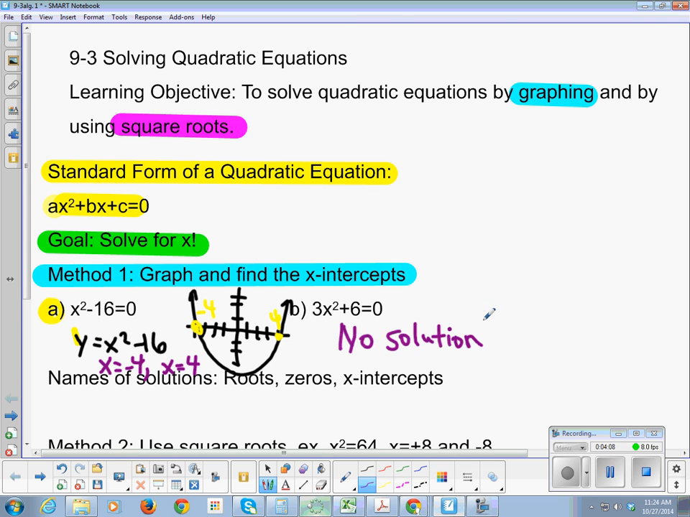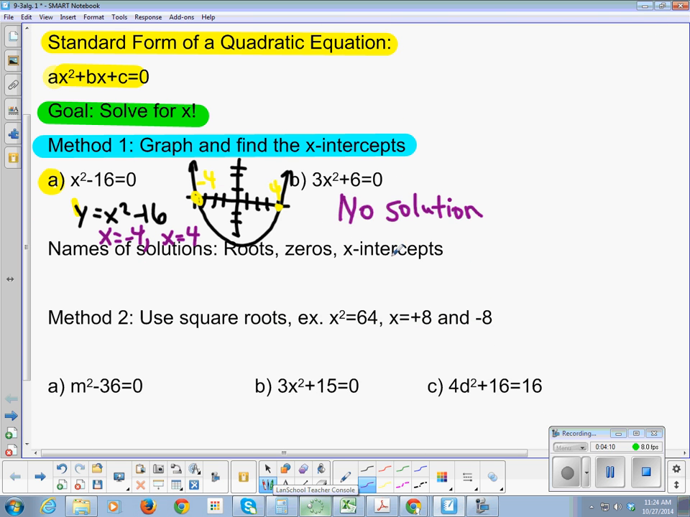All right. And then if you're showing your work, you want to make sure you include, if we're using graphing, a graph in your work to show that you actually graphed it, and that's where you got no solution. Just writing down the answer is not enough. You always have to show your work.